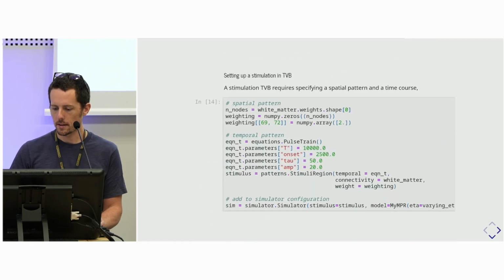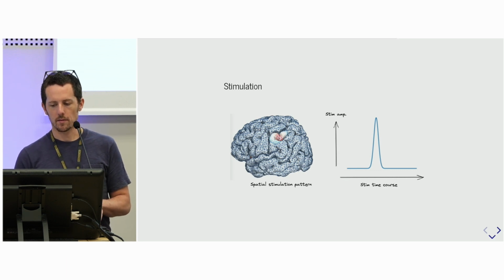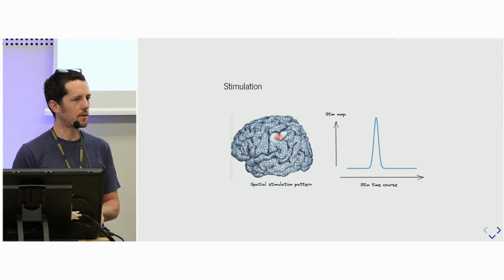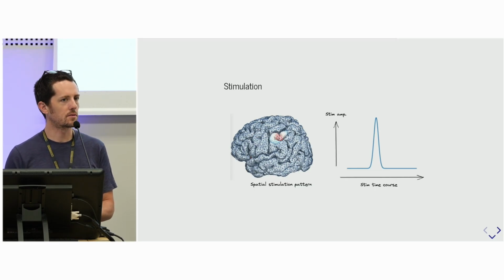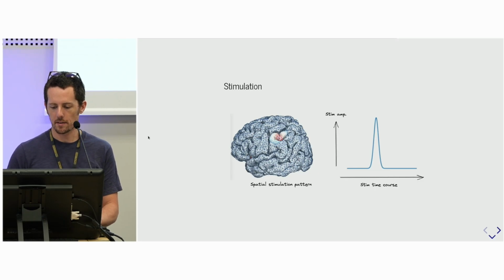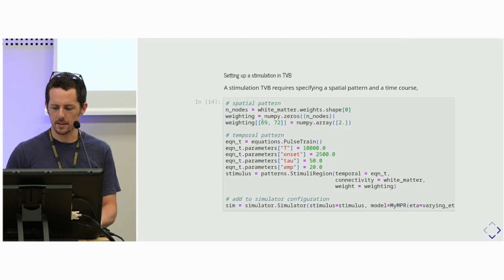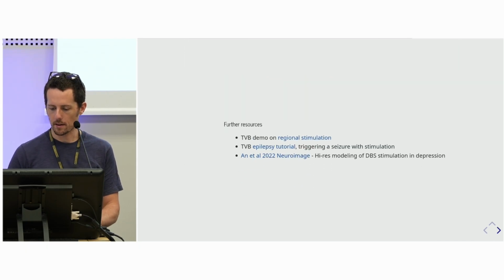Stimulation. So in TVB, a lot of the first demos were oriented around spontaneous activity. But we also have several use cases that make use of stimulation. In TVB, we can set a spatial stimulation pattern, which is visualized on the left, and a stimulation time course. Those are specified separately through a spatial weighting pattern and then the temporal pattern. Then we pass the stimulus to the simulator, and it's used during the simulation. So this is an example, and there are a few more resources here.